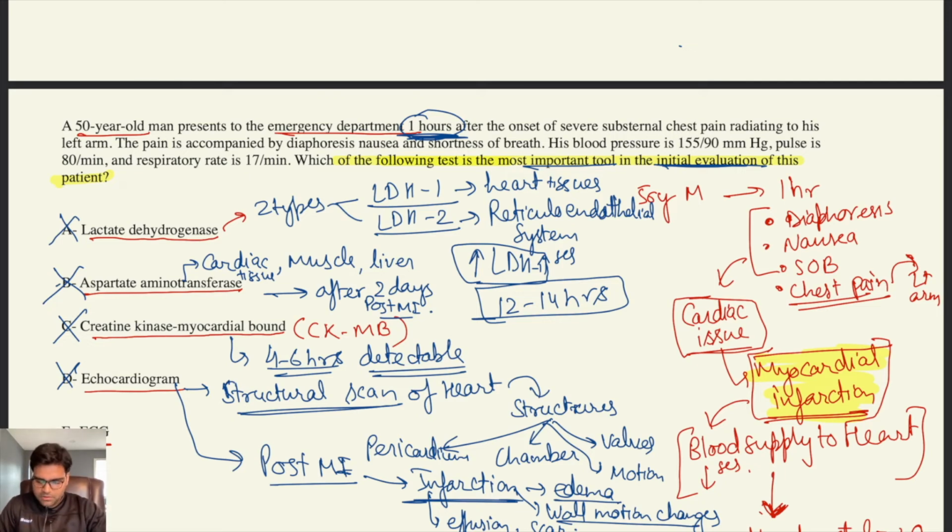We actually evaluate people with a history of MI with echocardiogram. The fifth option is ECG. So now we have only one option that is left, ECG. So ECG is the correct answer because we have already ruled out everything. ECG is the initial evaluation test. So initial.